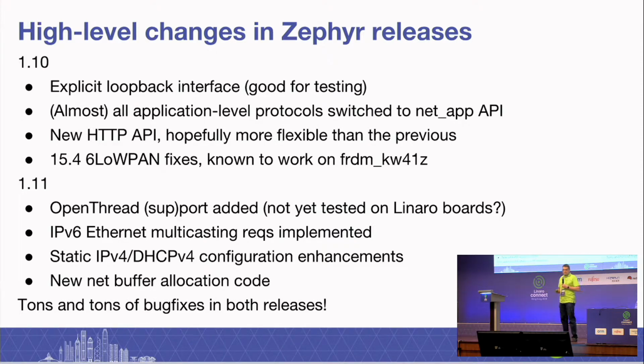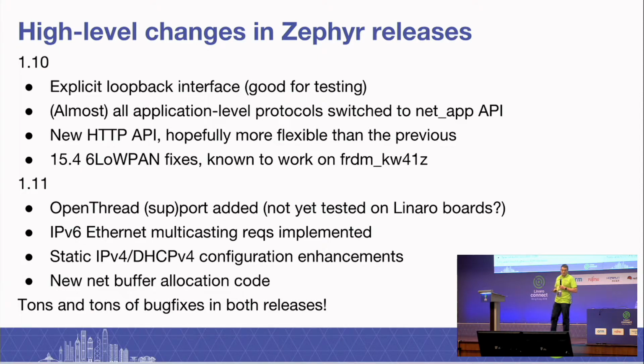1.10 added an explicit loopback interface, which is useful first of all for testing. Almost all application-level protocols like MQTT and HTTP were switched to the current official net application API in Zephyr, so there is consistency in how they are implemented. A new HTTP API, version 2 of the API redesign, was merged, which should be more flexible than the previous version, which was kept in 1.10 but removed in 1.11. And 6LoWPAN fixes were applied, and it's known to work, for example, on the Freedom board KW41Z.